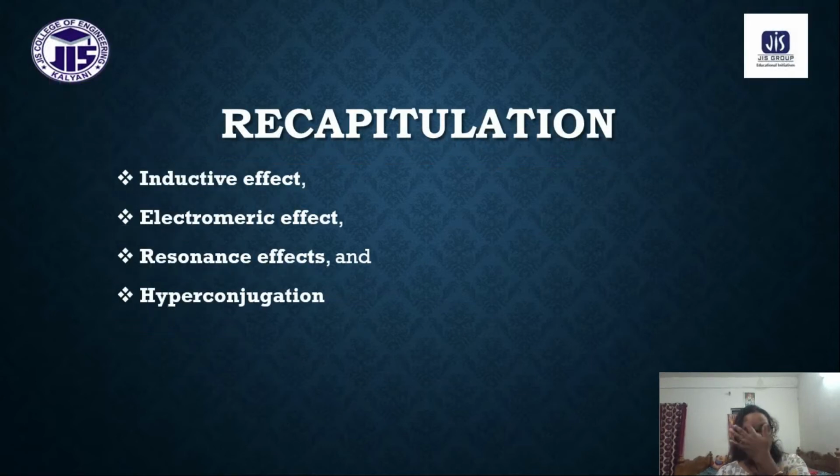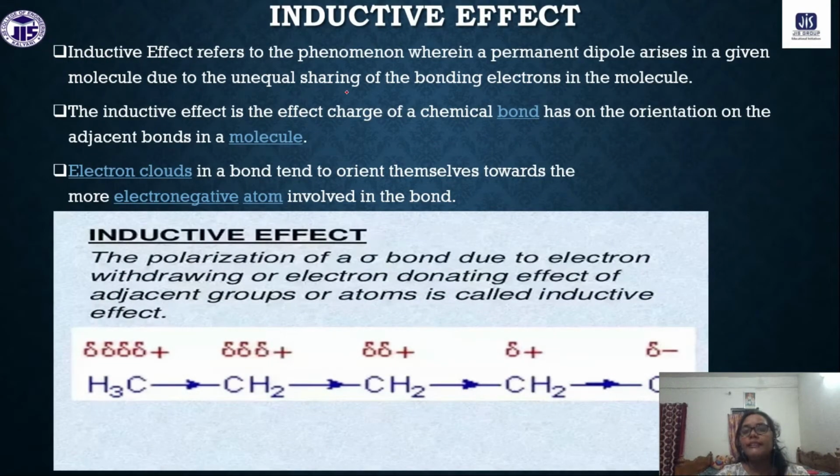These are some of the recapitulation of our previous class. In our previous class we discussed the inductive effect, the electromeric effect, the resonance effect and the hyperconjugation effect. So what is the inductive effect? When two atoms are bonded with each other and one atom is more electronegative than the other, that atom has a tendency to pull the electrons towards itself, and this phenomenon is called the inductive effect.